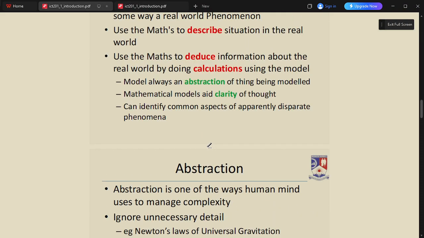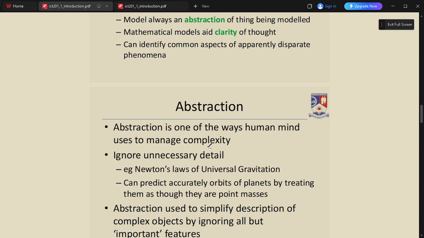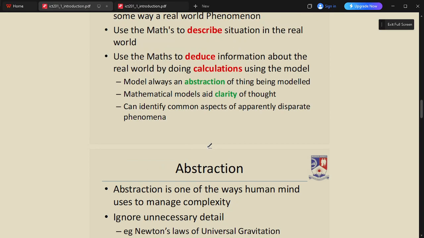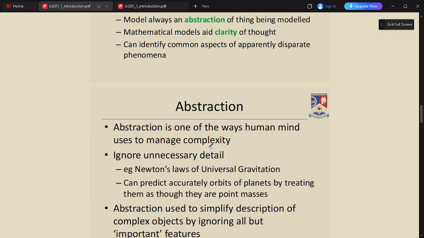So we talked about abstraction in the outline. What is abstraction? We might be asking ourselves that question. Abstraction is one way the human mind manages complexity. Abstraction is a method of simplifying complex systems by focusing on the essential features and ignoring the irrelevant details.